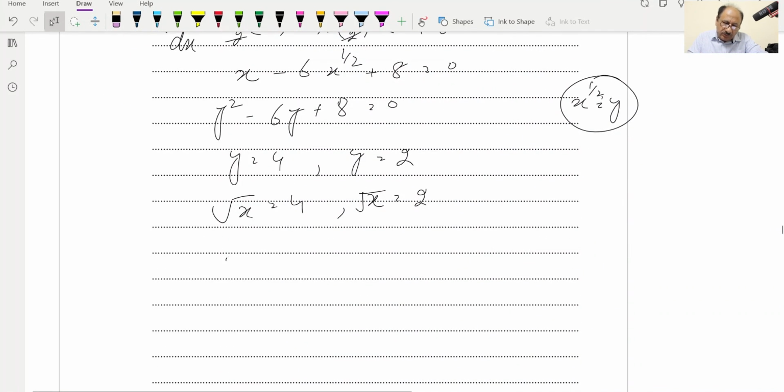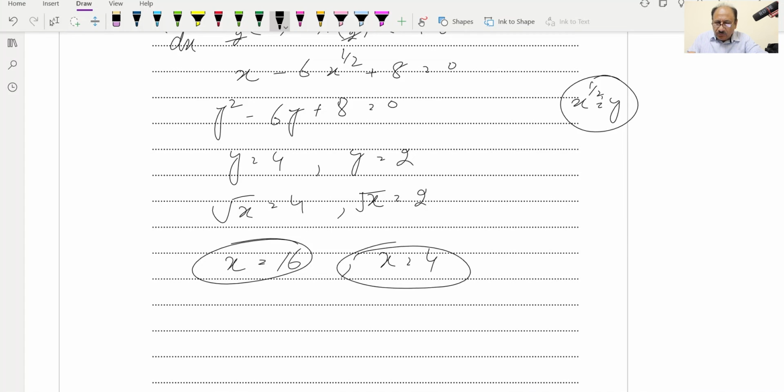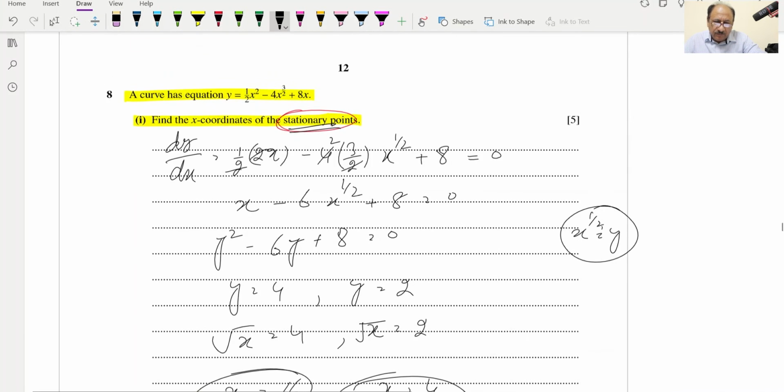Directly we can square both sides, so x will be equal to 16 and x will be equal to 4. So x is equal to 16 and x is equal to 4. These will be our final values, the x coordinates of the stationary points, which we are done.